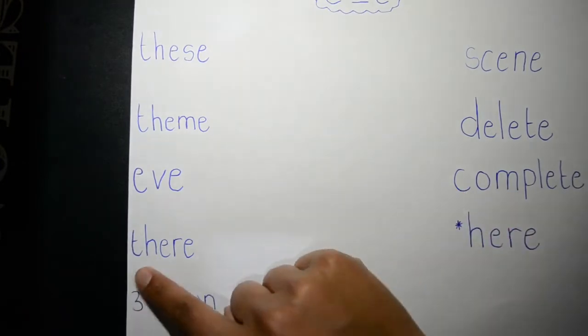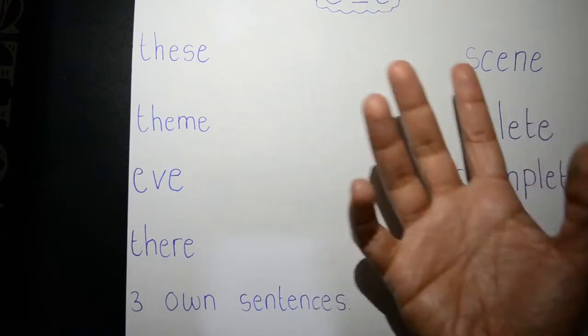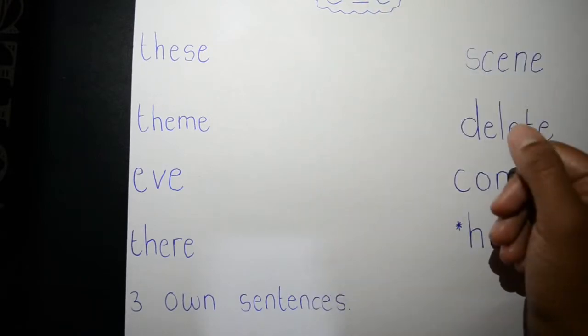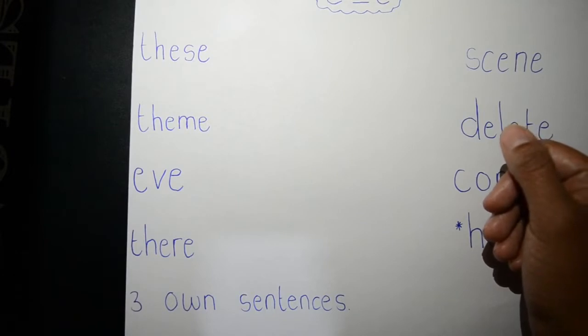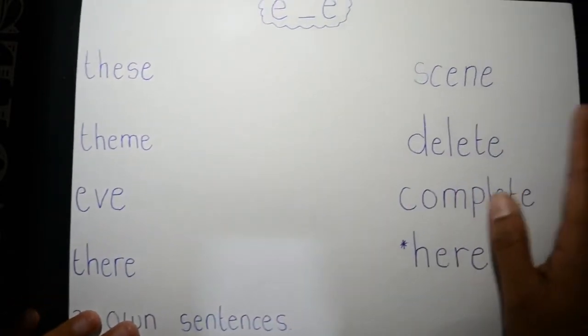Okay, there, we use this word all the time. In a sentence you could say, there are so many countries. There are things I like to do. Yes, I think you know that word.